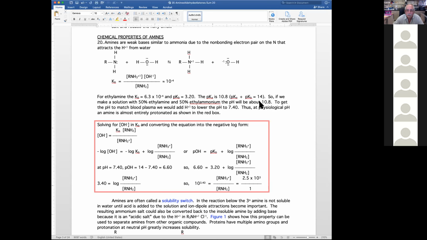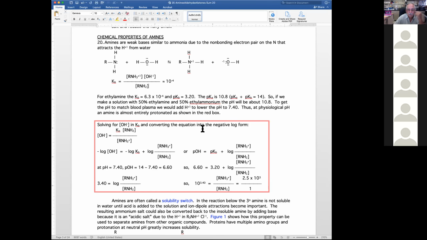What would I have to do to get that pH to go down to 7.4? I would have to add acid, wouldn't I? Okay. So what does that mean? If I'm adding acid to this equilibrium, I'm converting much of this into this because I'm getting rid of this.